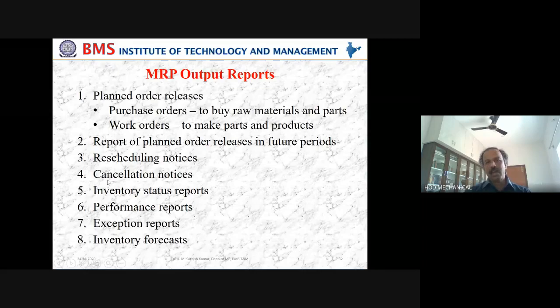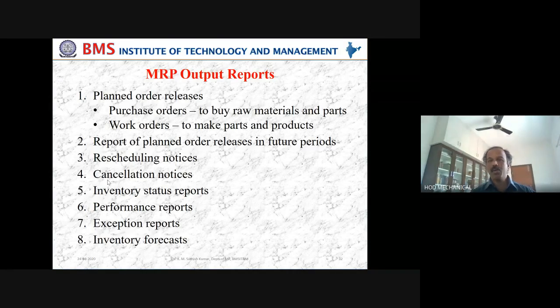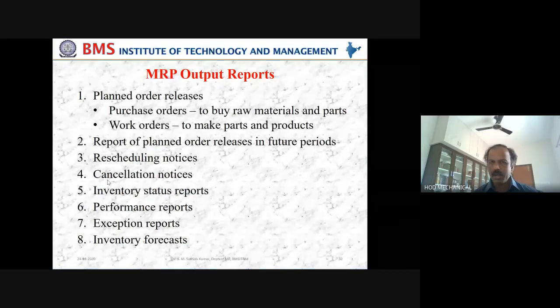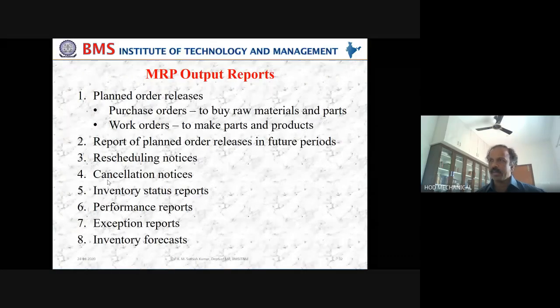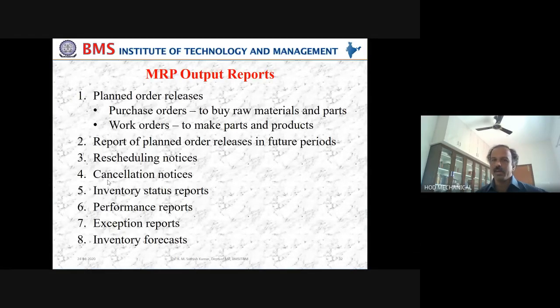Then next one is cancellation notices. Okay, so this is very important, which is going to happen every time. Some vendors may not supply the material on time, so they are not going to follow the norms of the parent organization. Let us take an example of Toyota. Toyota has very stringent norms. The suppliers find it very difficult to supply to companies like Toyota, Hyundai or Maruti, because they squeeze the vendor in such a way that there is no possibility for them to make a mistake.